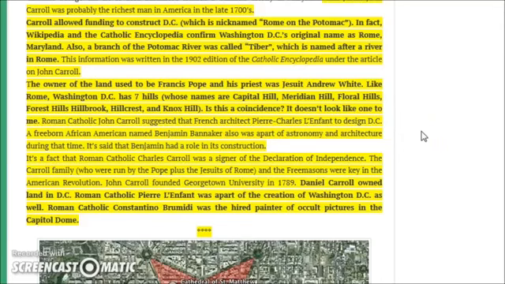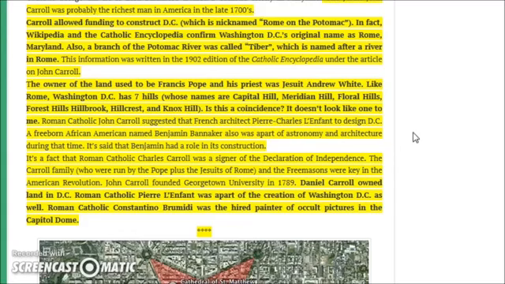The owner of the land used to be Francis Pope. Now we have Pope Francis, a Jesuit from Argentina, who just for the first time in 600 years had a pope step down and he replaced him. Isn't that a coincidence? And his priest was Jesuit Andrew White. Like Rome, Washington, D.C. has seven hills. Their names are Capitol Hill, Meridian Hill, Floral Hills, Forest Hills, Hillbrook, Hillcrest, and Knox Hill. Is this a coincidence? It doesn't look like one to me.